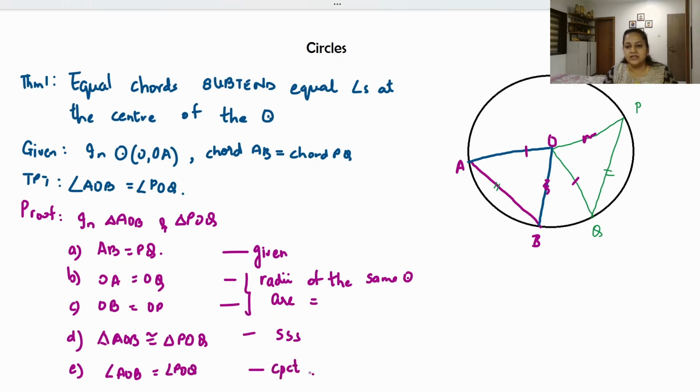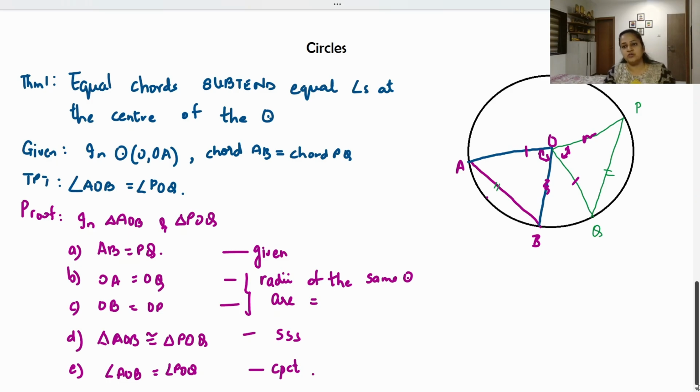Hence, we have proved that if the chords of a circle are equal, then they will subtend equal angles at the center. These are the two angles that are subtended by these two equal chords. So because the chords are equal, the subtended angles are also equal. Right? Moving ahead, I hope you have understood this.